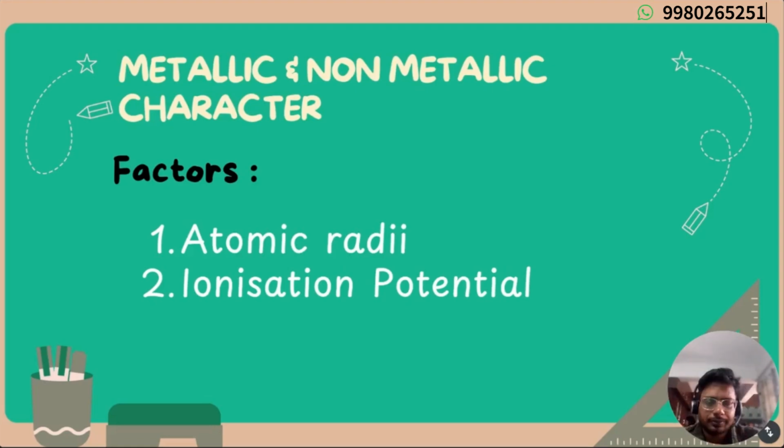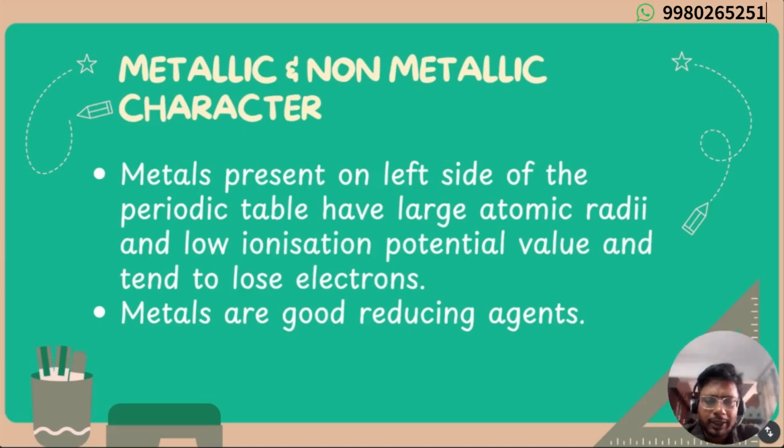Clear? Metals present on the left side of the periodic table have large atomic radius and low ionization potential value and tend to lose electrons. Metals are good reducing agents. Remember this. They're good reducing agents because they can give electrons. Reducing agents are electron donors.